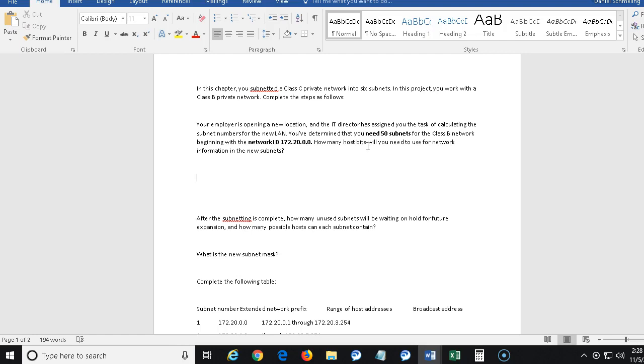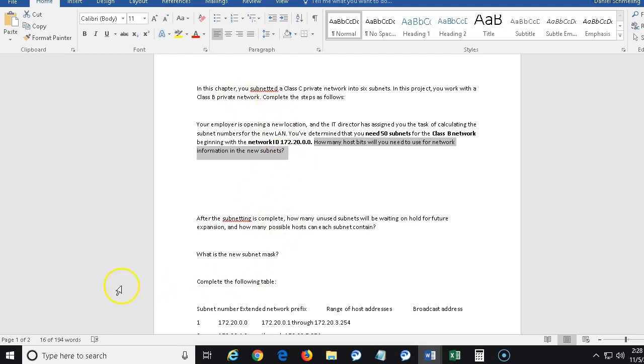This is for INT1117 hands-on project 4. In this chapter, the discussion is to subnet. Your question here is, you have a new location, and your IT director wants you to create 50 subnets. That's an important part of a Class B network. Another important part is the actual network ID beginning at 172.20.0.0. How many host bits will you need to use for your subnet information in the new subnets?